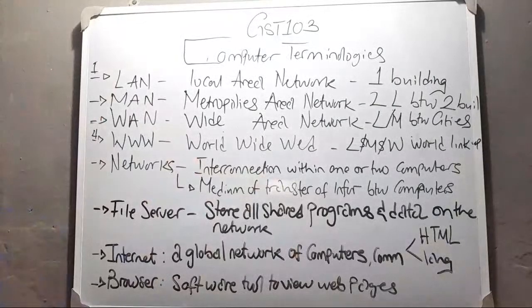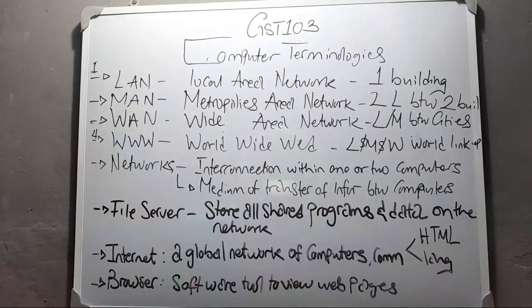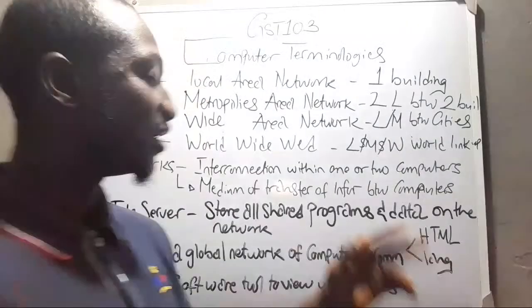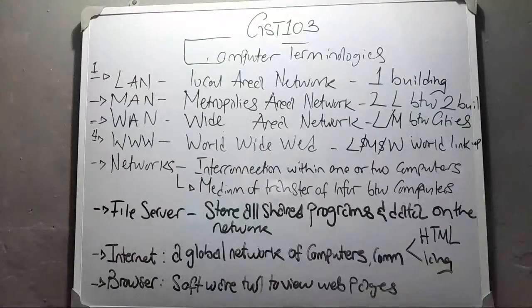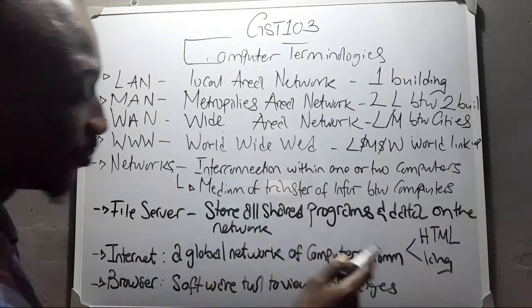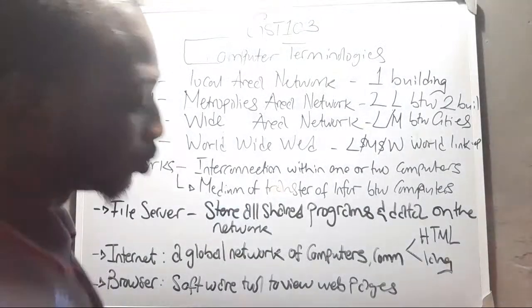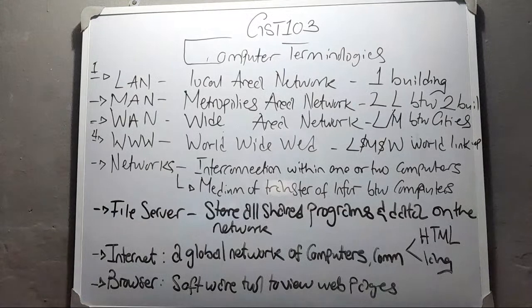Now we have file server. File server is used to store all shared programs and data on the network. And we have internet. Internet is a global network of computers that can communicate using a language called HTML. And we have a browser. Browser is a software tool to view web pages. Thank you very much. Let's proceed.